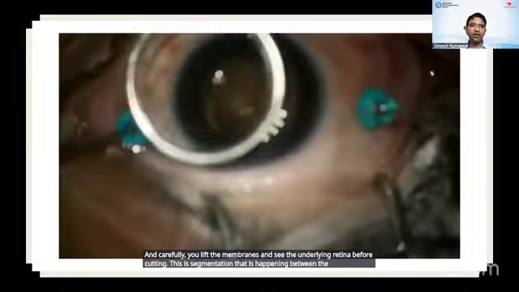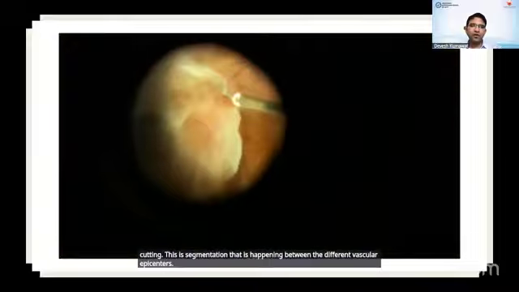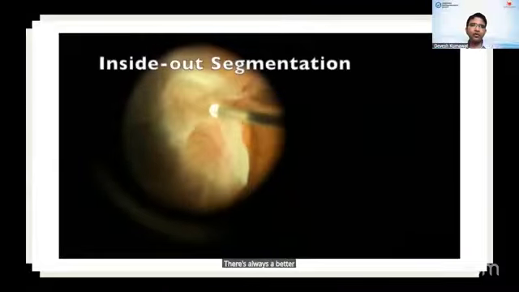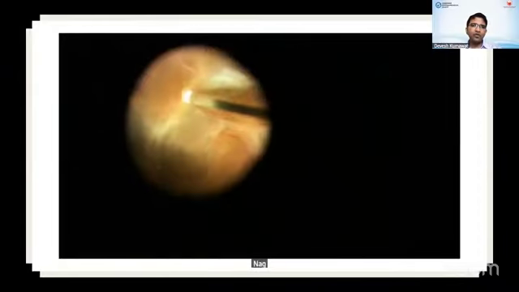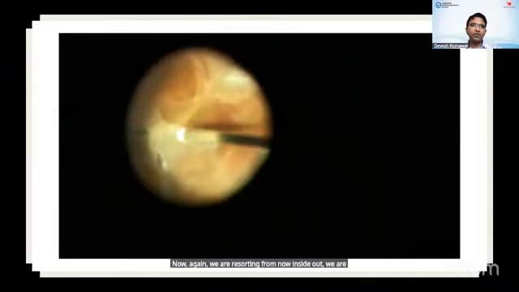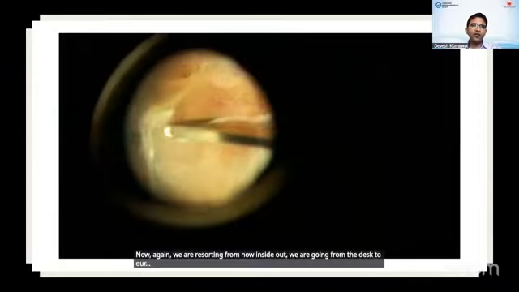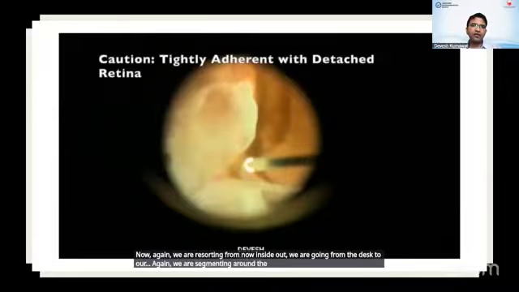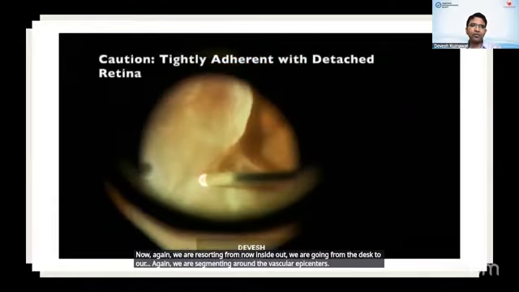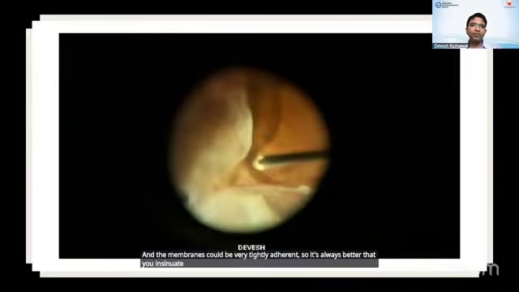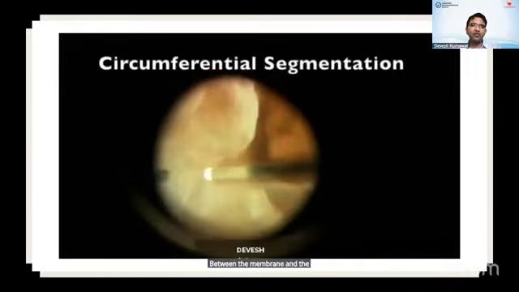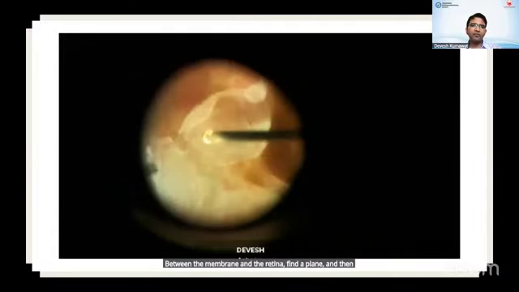So this is segmentation that is happening between the different vascular epicenters. It's always better to do it in high magnification. And again, we are resorting now to inside out. We are going from the disc to out. Again, we are segmenting around the vascular epicenters, and the membranes could be very tightly adherent. So it's always better that you insinuate your cutter tip between the membrane and the retina, find a plane, and then segment it.